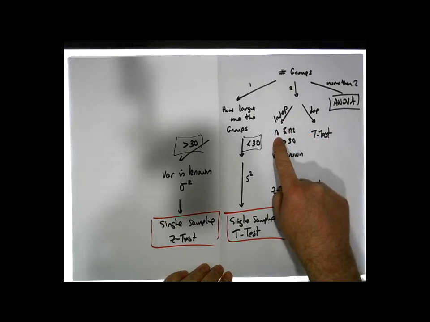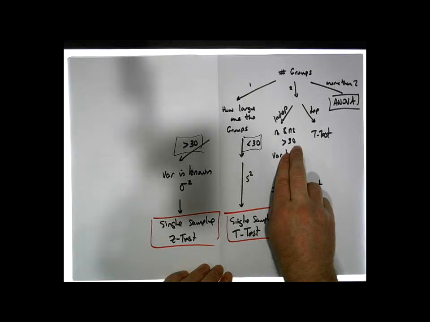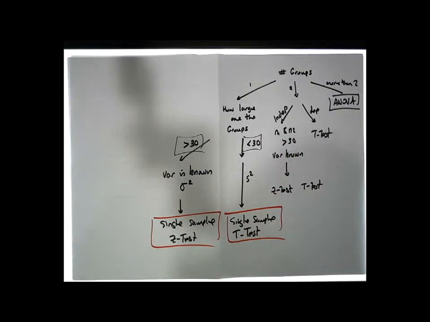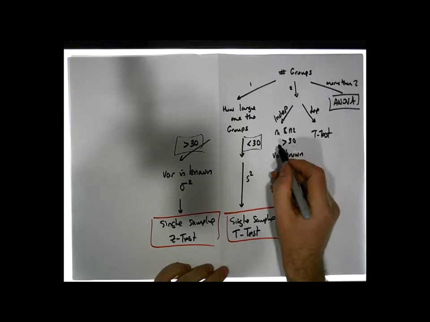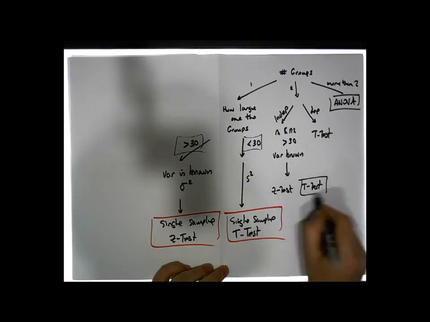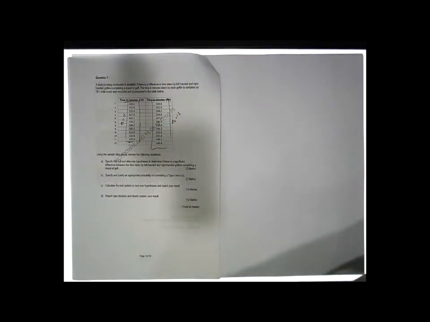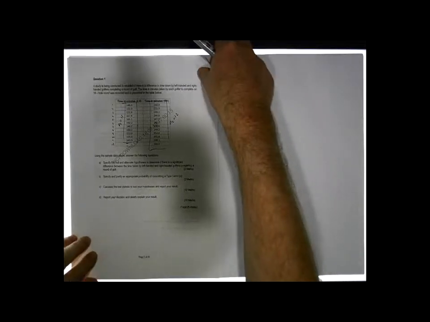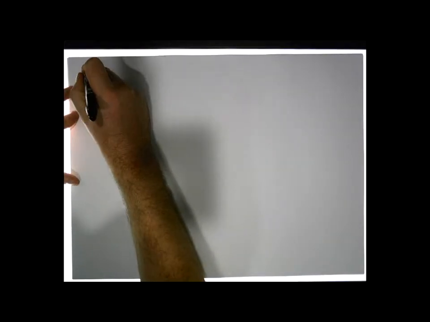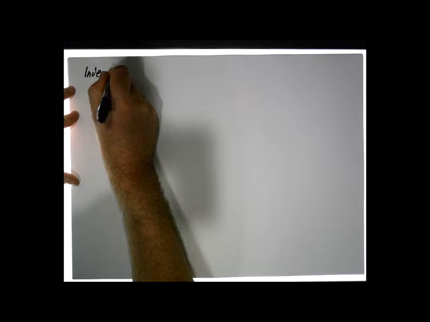But we don't have both group sizes greater than 30. That's important. Both group sizes are less than 30. So because the group sizes are less than 30, we're going to be in a t-test situation here. Because we have small sample sizes, we're going to rely upon a t-test. So now what we have is an independent samples t-test. So I now know that the appropriate test is an independent samples t-test.